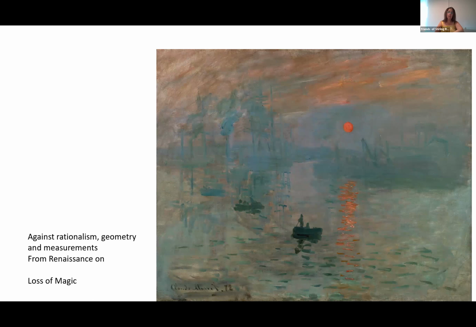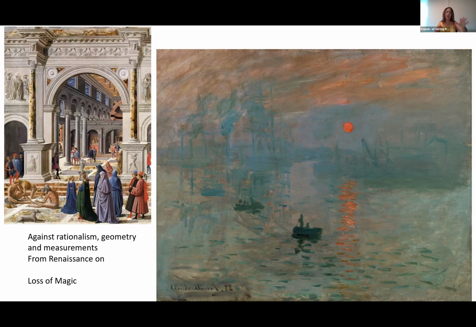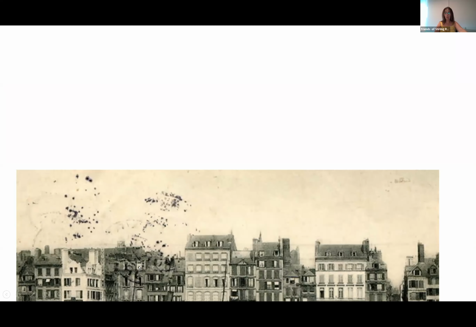But again, we see a very different painting. They were against rationalism, geometry, measurements, and that was being followed from the Renaissance onward. And they said that this kind of painting had lost its magic. And I'm just putting a painting of the Renaissance, very, of course, thought out, measured with linear perspective, a vantage point, etc. So what they're going to see in contrast is something much more loose.